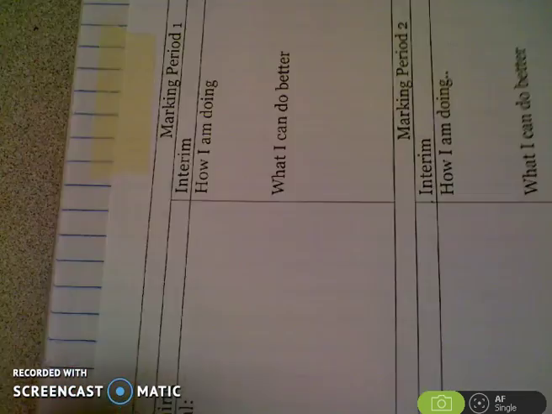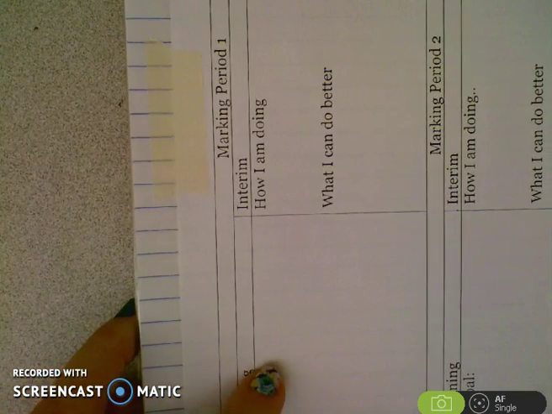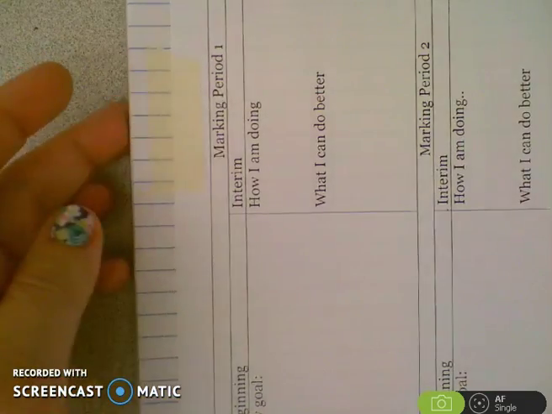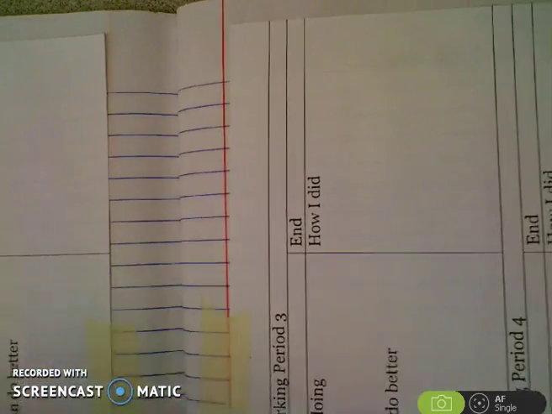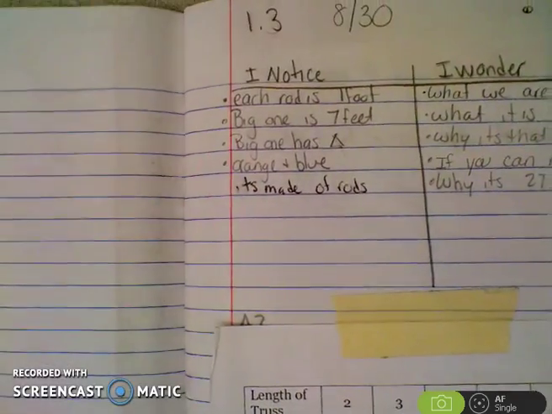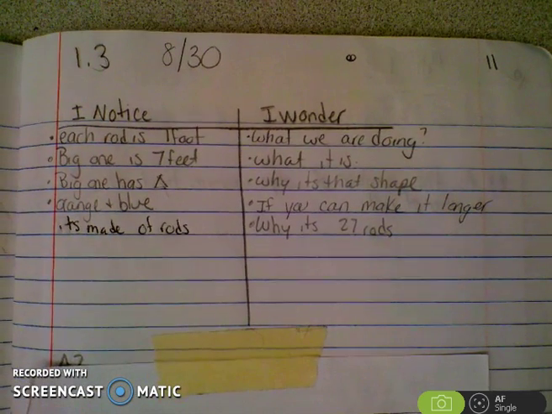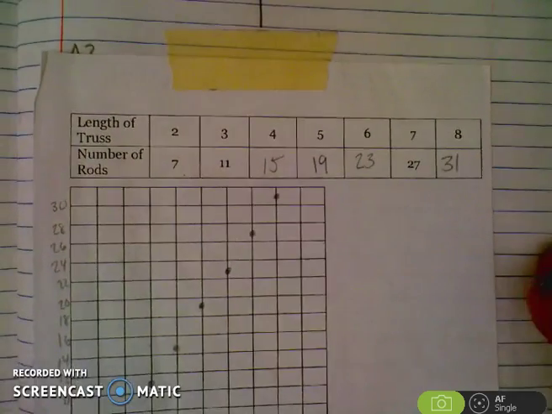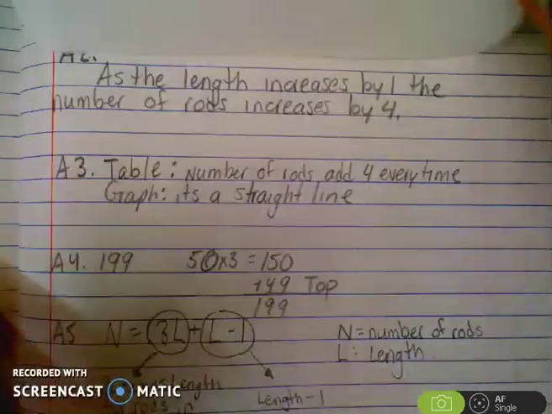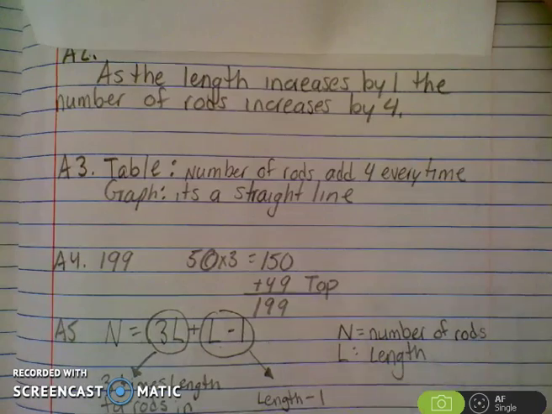Then we have some goal setting pages. The only 2 that should be filled out right now is the beginning of the year goal, and then later next week we're going to be doing the how I'm doing and check in with our goal. Then we get into some math work. On page 11 we should have an I notice, I wonder, a graph and table that we made in class, as well as some math work that we made in class.